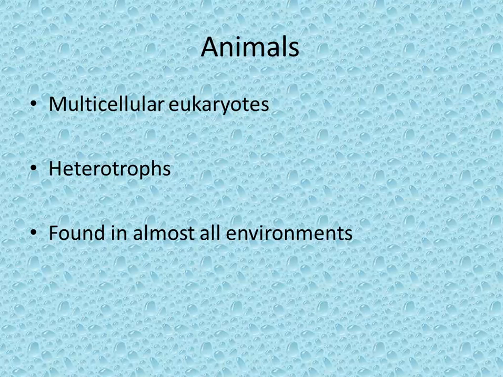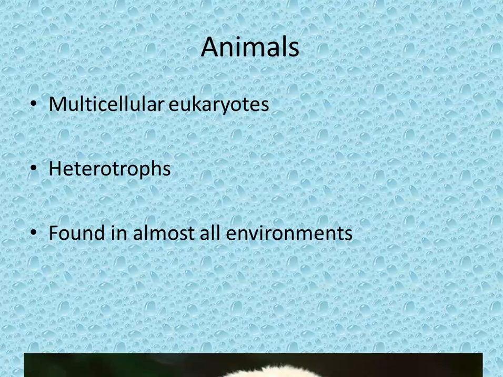Lastly, we have animals, and this is the kingdom we belong to. They are multicellular eukaryotes. Remember, they're all multicellular, and all our cells have a nucleus. We're all heterotrophs, which means we have to get our food somewhere else. And animals are very diverse. They can be found in almost every environment possible.